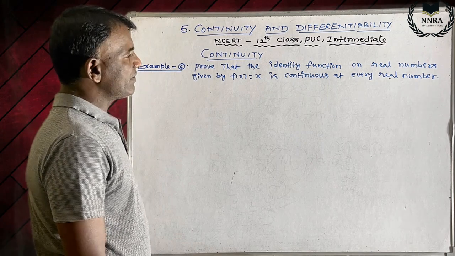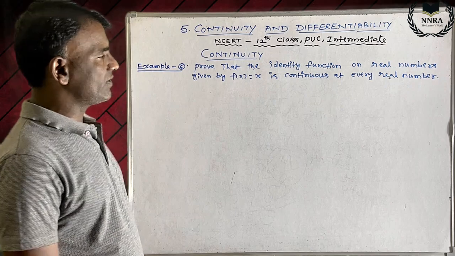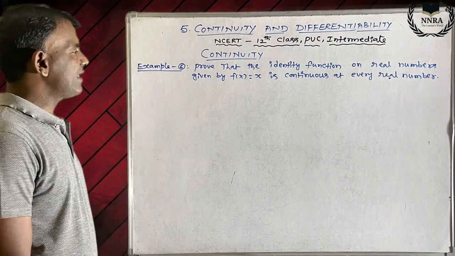Prove that the identity function on real numbers given by f(x) = x is continuous at every real number.